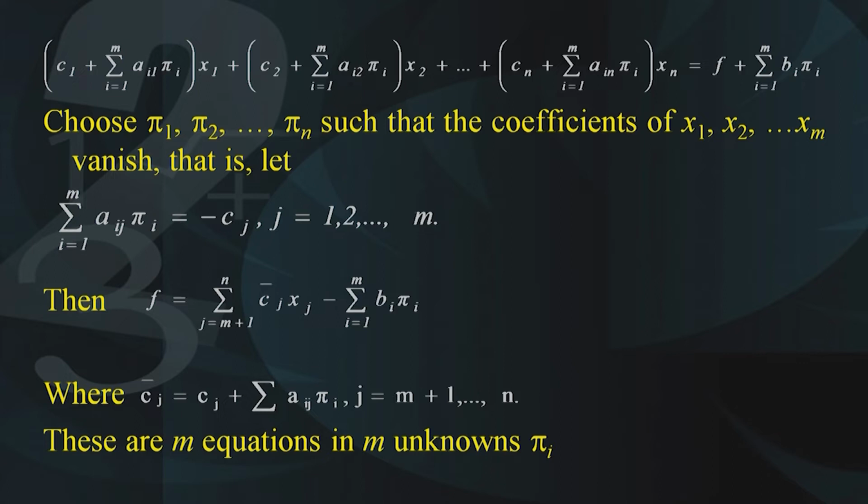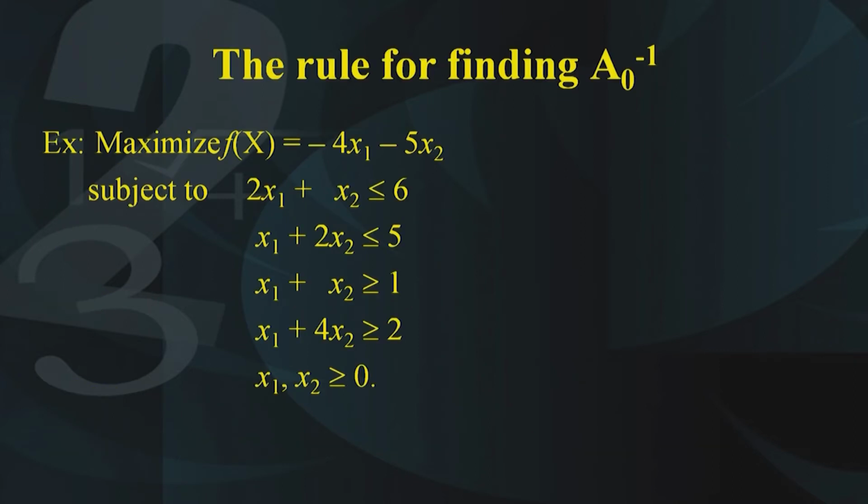So, basically we can solve the equations of the LP and use those equations to be substituted in the objective function, so that we can get the condition satisfied and we can get the simplex multipliers. Now, the rule for obtaining A_0 inverse is the most important part. We will understand the methodology for finding out A_0 inverse with the help of this example.